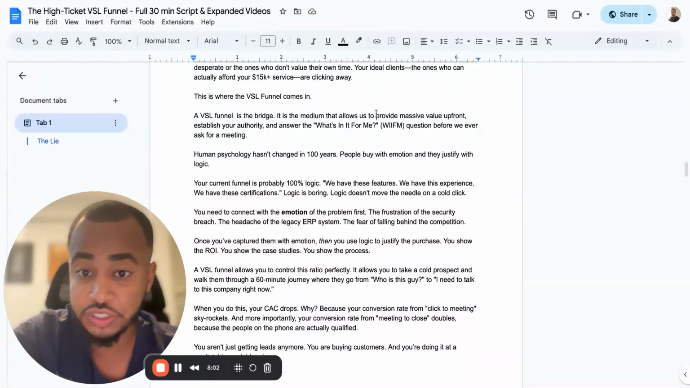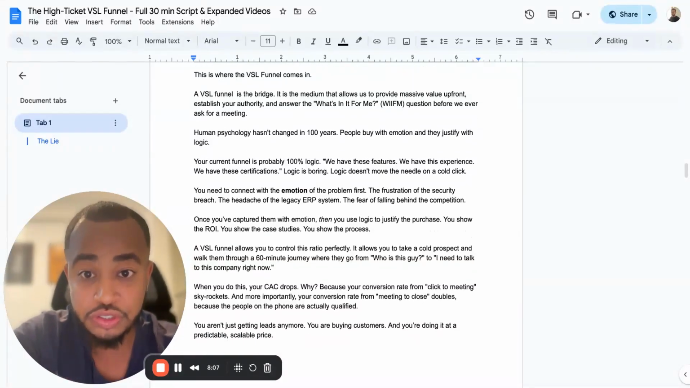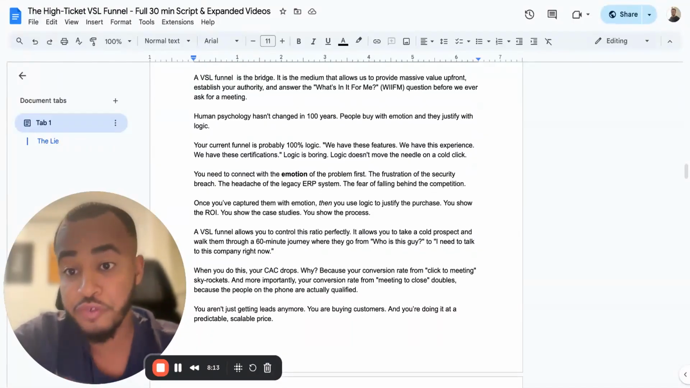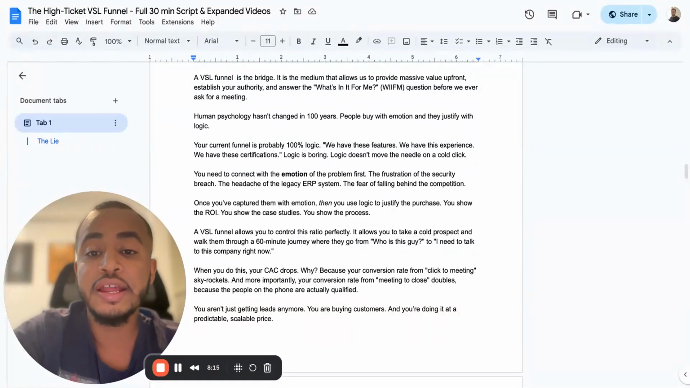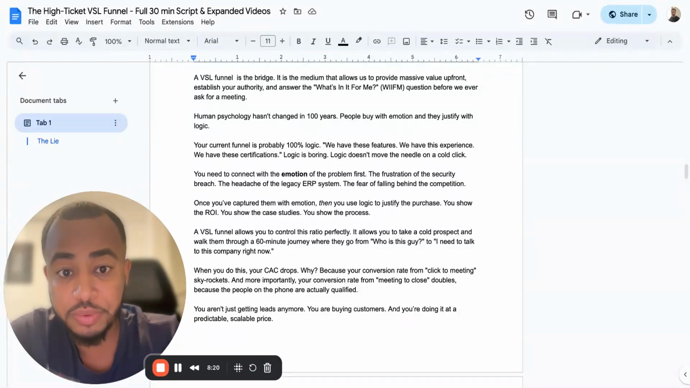This is where the VSL funnel comes in. The VSL funnel is the bridge. It's a medium that allows us to provide massive value upfront, establish your authority, and answer the what's in it for me. This is the most important question in marketing.